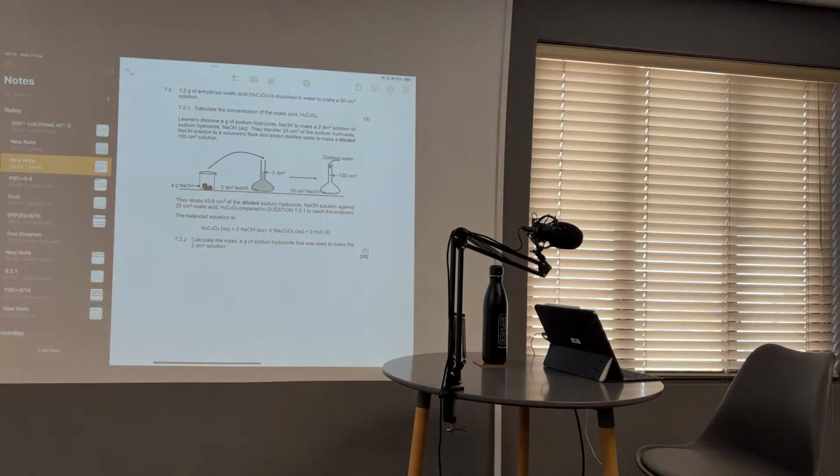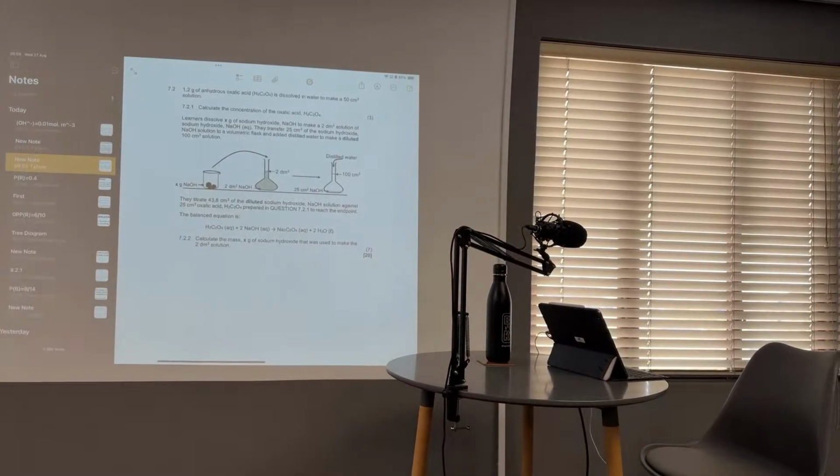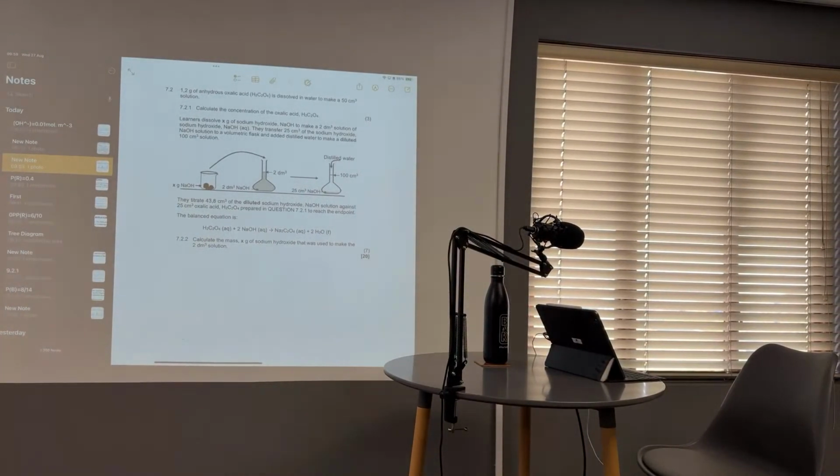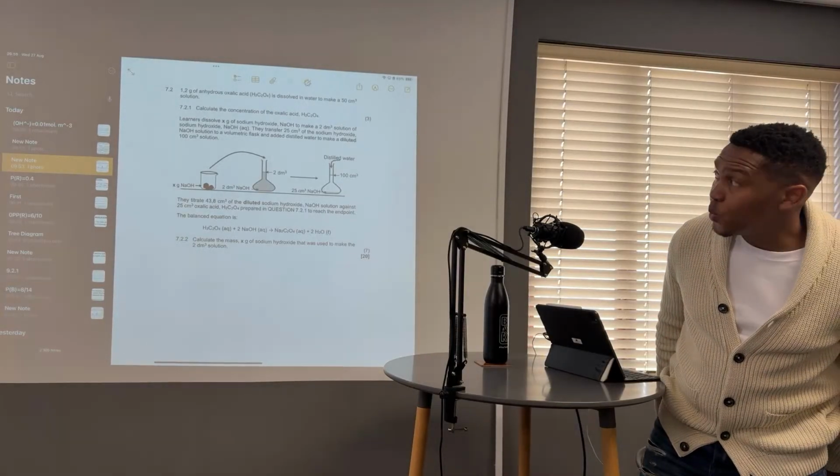You guys might have to be very careful here. I'm not really happy with the angle here, corner, but let's get to work, guys.